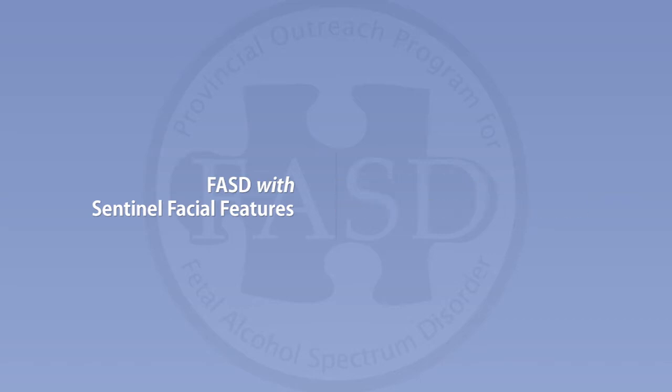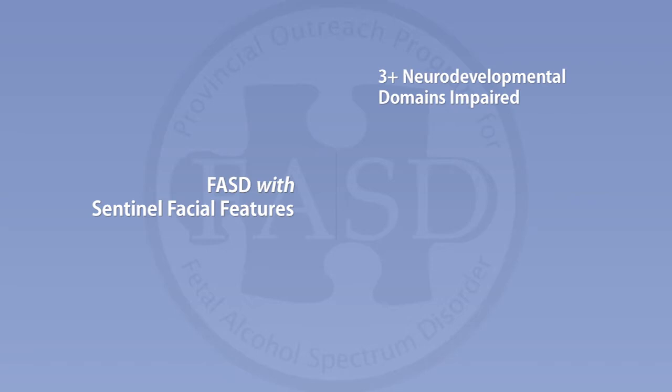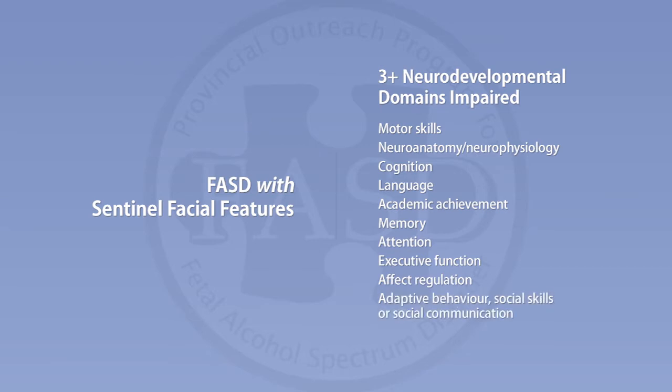For FASD with sentinel facial features, there are three criteria. First, three specific facial features must be present: a shortened eye opening, a smooth or flattened philtrum, which is the groove under your nose, and a thin upper lip. Secondly, at least 3 of 10 assessed brain domains need to show a significant impairment. The brain domains include motor skills, neuroanatomy, neurophysiology, cognition, language, academic achievement, memory, attention, executive function, affect regulation, adaptive behavior, social skills, or social communication.